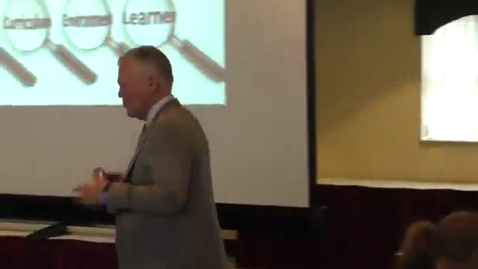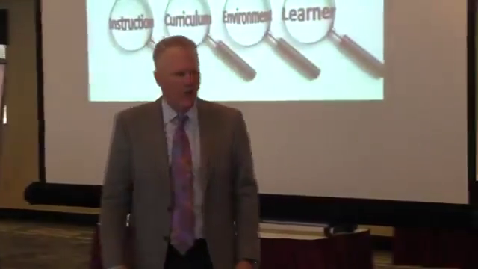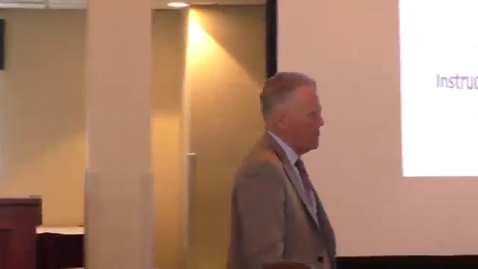We have 4 categories that we look at. They aren't able to do it. What is it about the instruction? They aren't able to pass. What is it about the curriculum? They aren't able to pass. What is it about the environment? The environment is the classroom, the school, home, community. And then what is it about the learner?